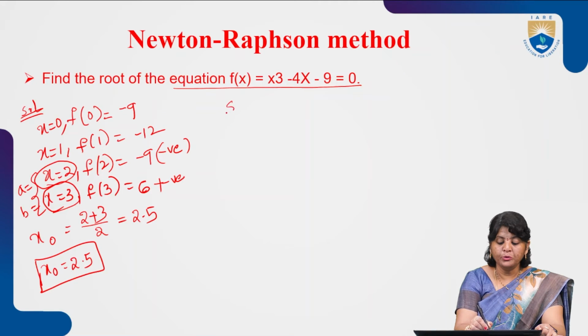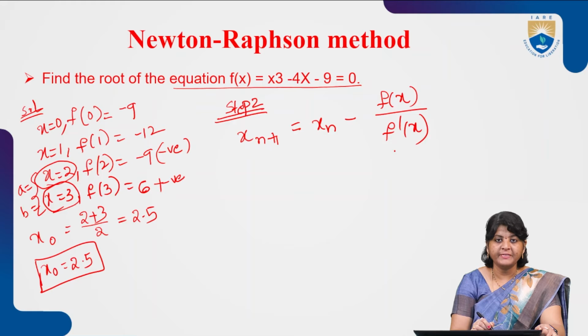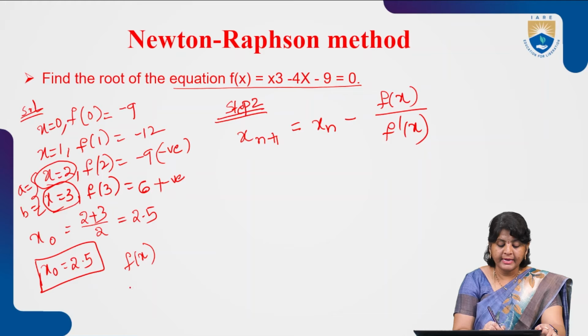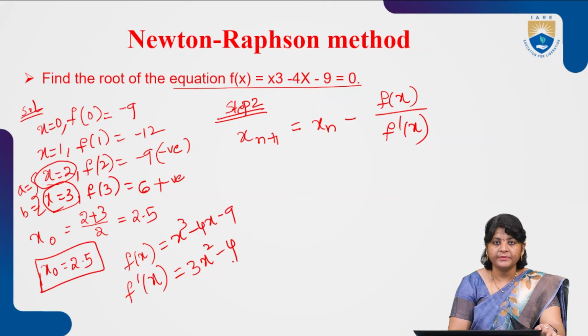And now step 2, as per my given formula, xn plus 1 is equal to xn minus f of x by f dash of x. This is my Newton-Raphson formula. Here I require f of x and f dash of x. Here f of x is given: x cube minus 4x minus 9. And f dash of x is 3x square minus 4.